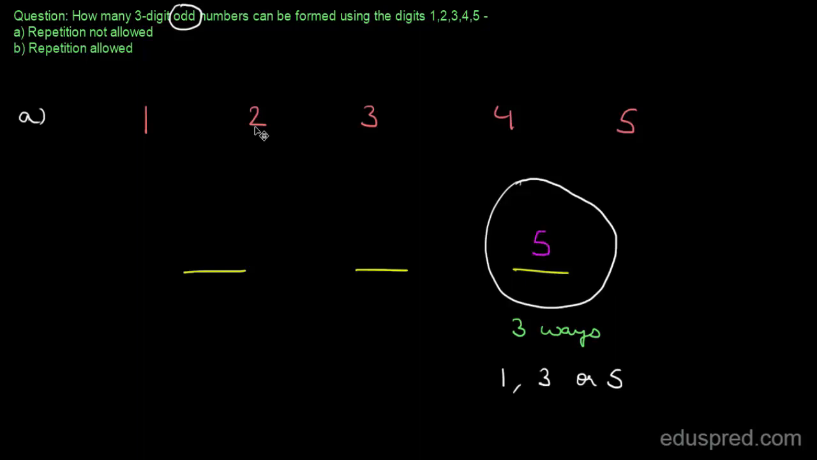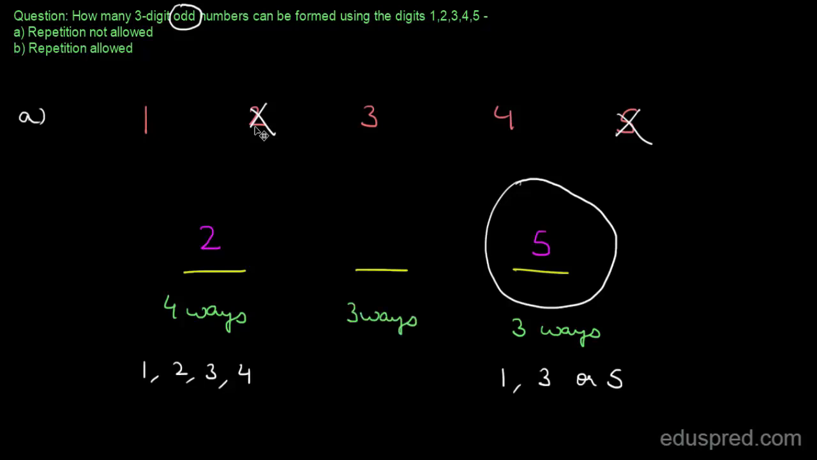Now let's see in how many ways can we fill the hundreds place. Now because the number 5 is used here and the repetition is not allowed, that means we are only left with 4 numbers that can be filled in the hundreds place. And those 4 numbers are 1, 2, 3 and 4. So there are 4 ways to fill the hundreds place. And for the sake of example, let's say that this number is 2. Now because we have already used 2 digits, 5 and 2, and repetition is not allowed, in how many ways can we fill the second slot? Well, the answer is 3. So we can write 3 ways here.